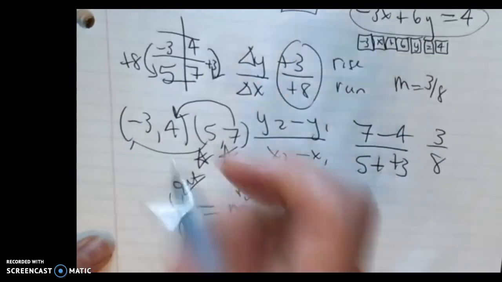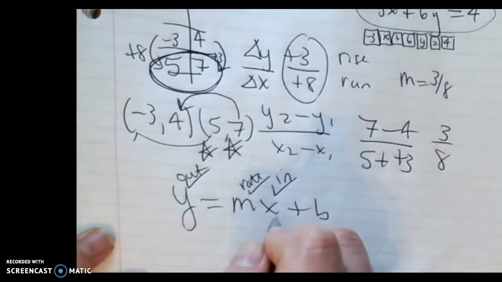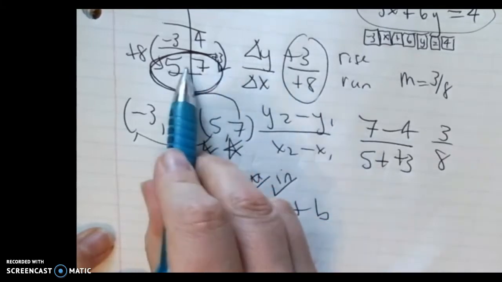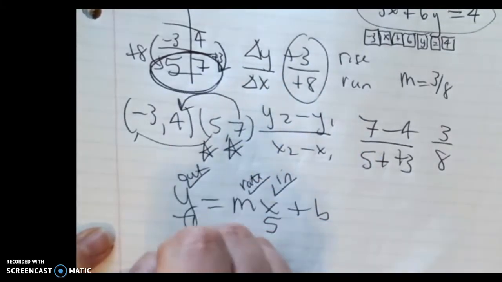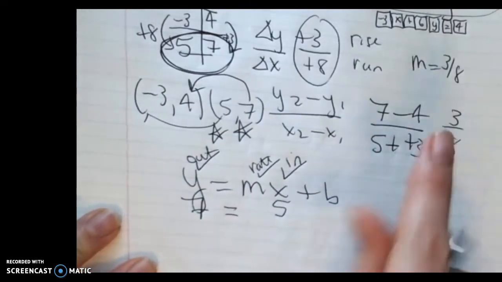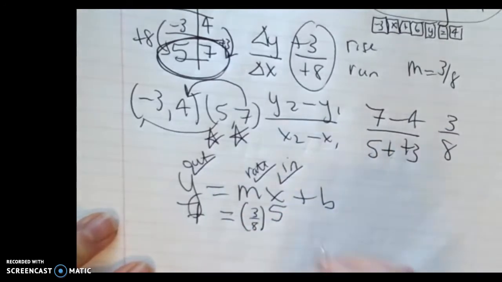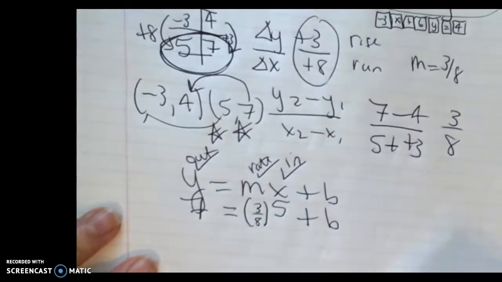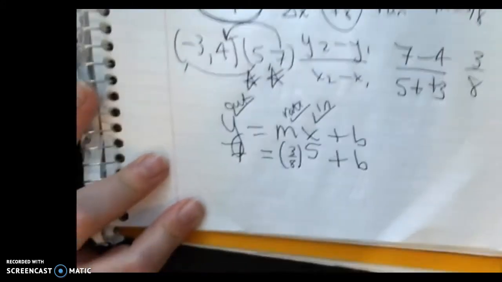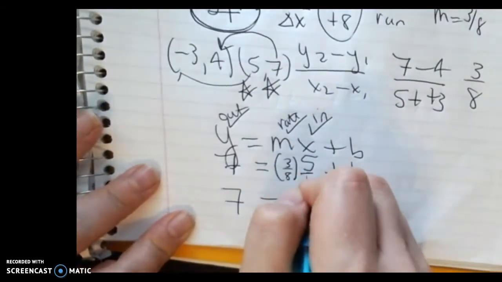So I'm just going to pick one of them. So I'm going to pick 5 and 7. So my x is my input, that's 5, and my output at that is 7. And my rate, which is the first thing we did, was my slope, which is 3/8, and then plus b. So now I'm going to solve for b. We're going to use a little algebra to solve for b. And again, I know we have fractions here. I'm going to put a 1 under here.